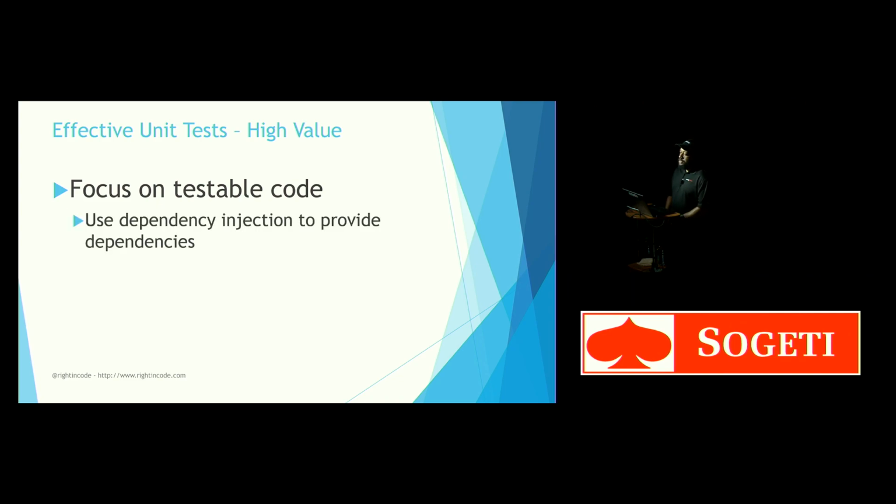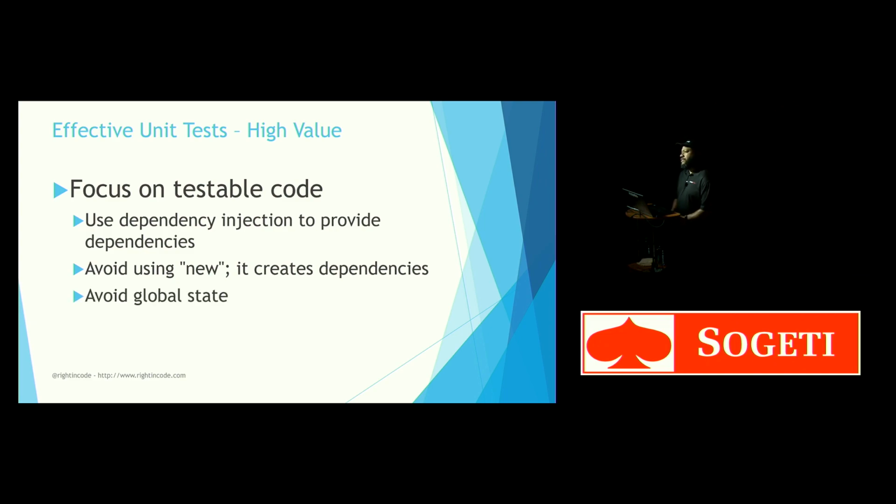Use dependency injection to provide your dependencies. Avoid using new in your normal code, where it creates dependencies. And then avoid global state. Global state definitely has a purpose. But in some systems, if that global state can be modified by various actions within the system, then all of a sudden, if your unit tests are testing global state, they're not as reliable as they can be, because it's not isolated. So you have to deal with side effects.